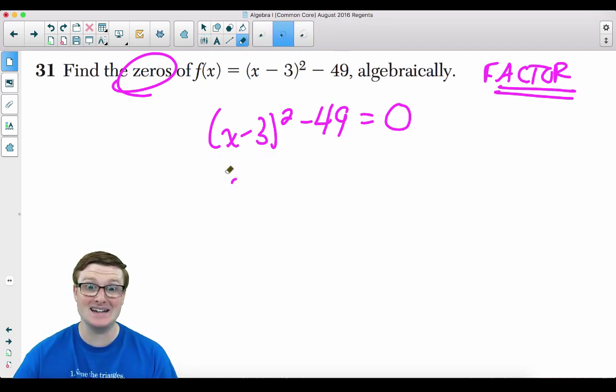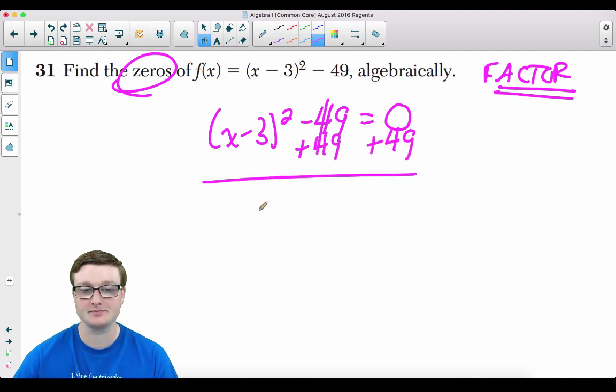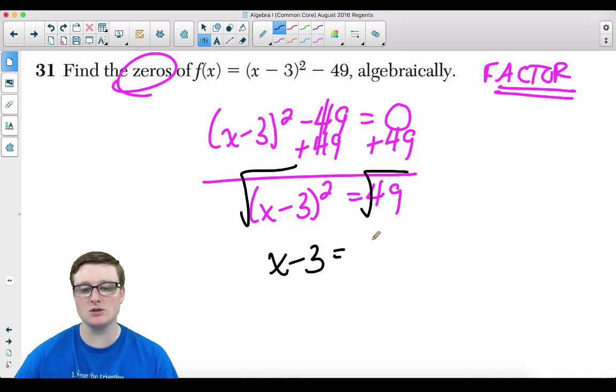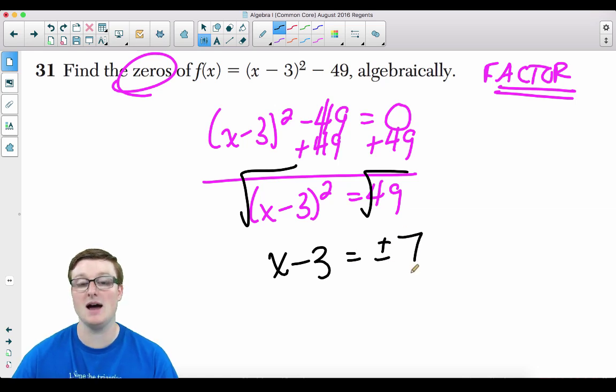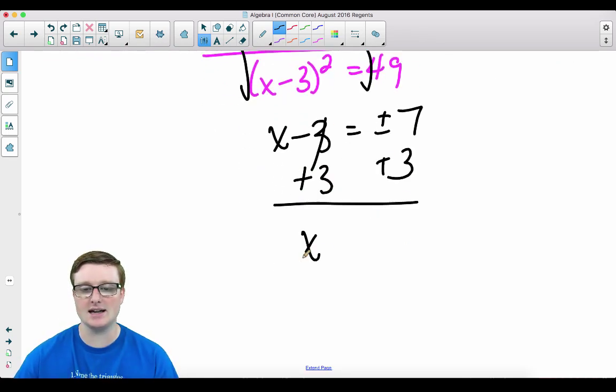Or, better yet, if you actually add 49 on both sides, this then becomes x minus 3 squared equals 49. You could then take the square root of both sides. This will then become x minus 3 equals plus or minus 7, because the square root of 49 is 7. But it's plus minus 7 because we have to take into account that two negatives could result in a positive number. Now we just add the 3 on both sides, and you get x is equal to 3 plus minus 7. I keep saying radical 7. My apologies. It's just 7.